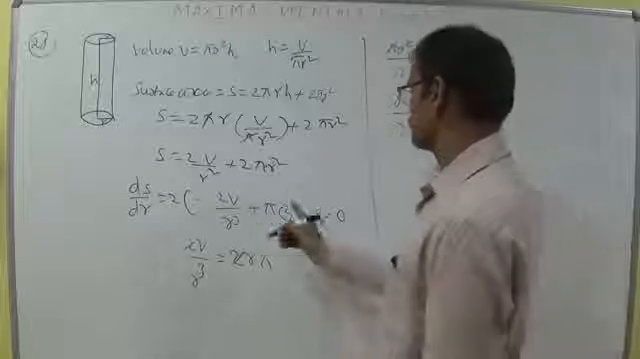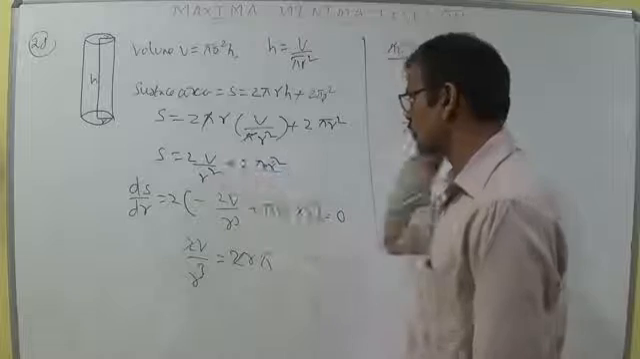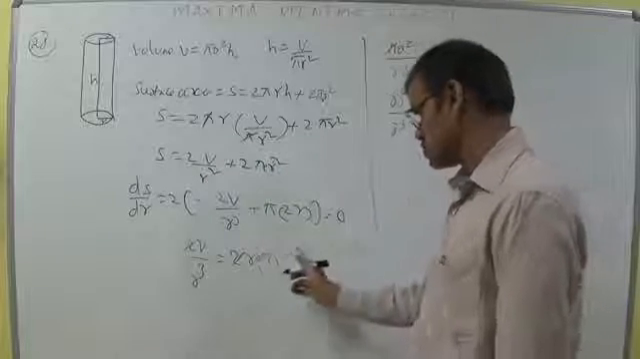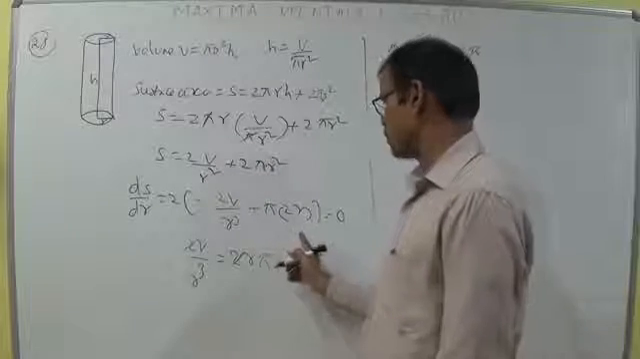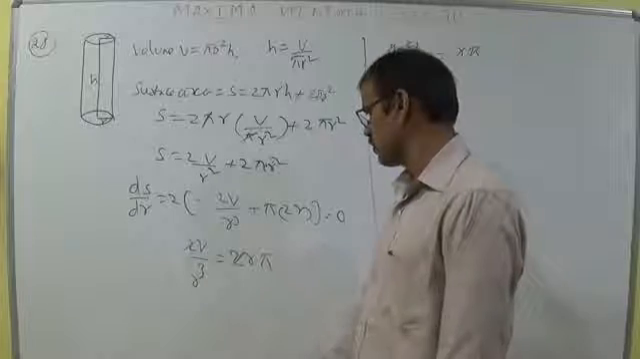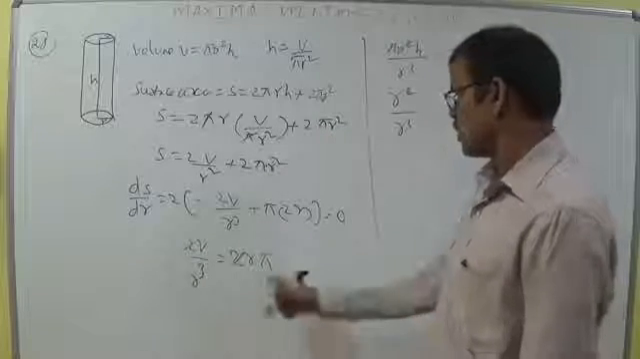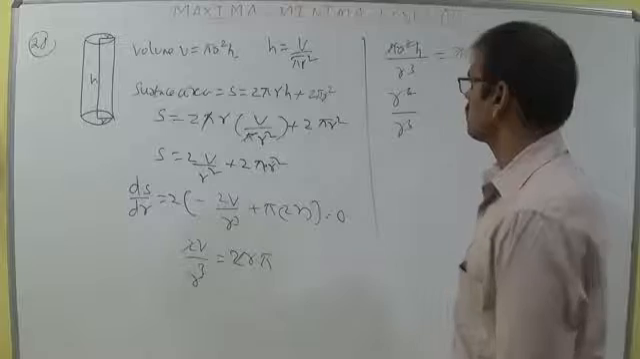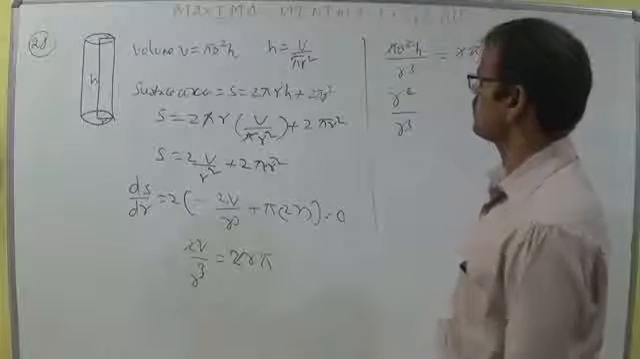2r pi, this is 4r pi. Whenever we have taken 2 common, this is a 2r. 2r pi I have written, 2r pi is equal to 2v by r cube. So r power 4 is equal to v we can write. Pi r square h we can write.